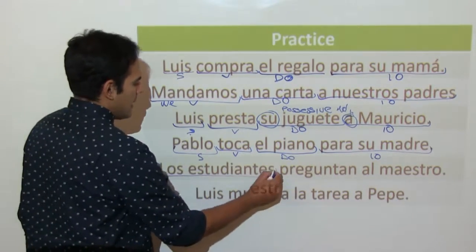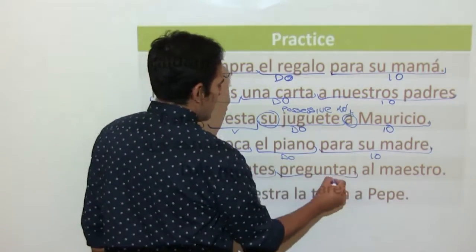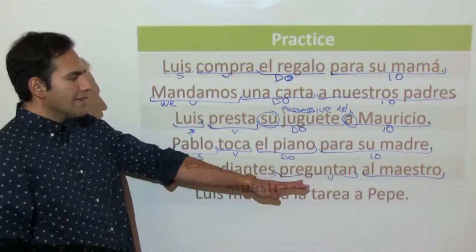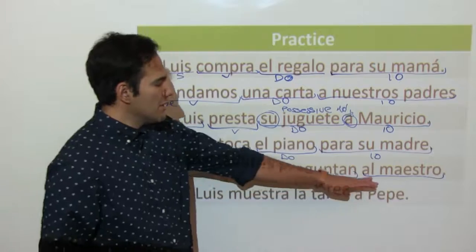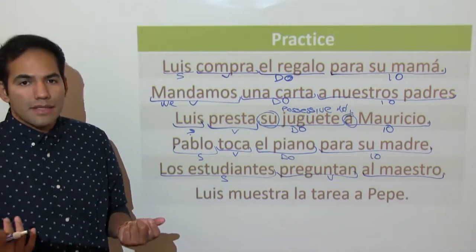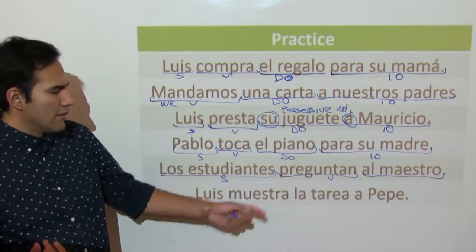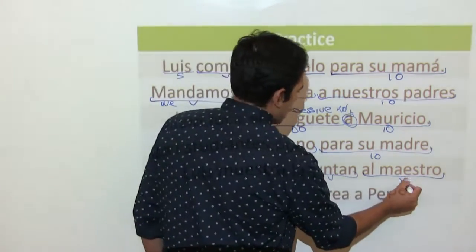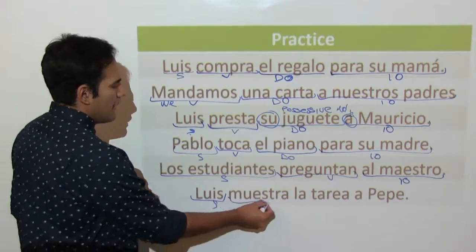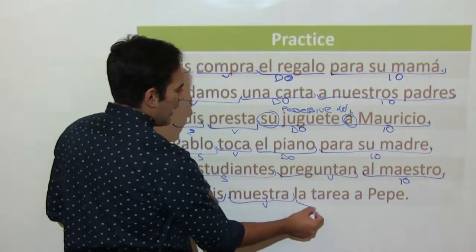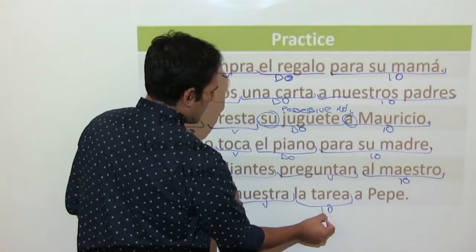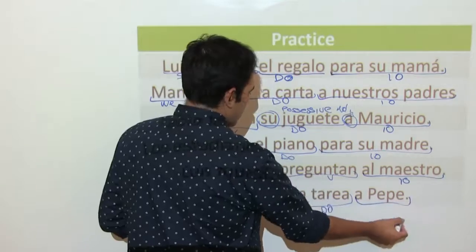Okay, los estudiantes preguntan al maestro. So, los estudiantes, our subject, preguntan, our verb, and who's the recipient? The teacher is not the object being acted on, but he's the one who's receiving, the recipient of what's happening. So that will be our indirect object. And then the last one, Luis, subject, muestra, verb, la tarea, the homework, our direct object, and a Pepe, our indirect object.